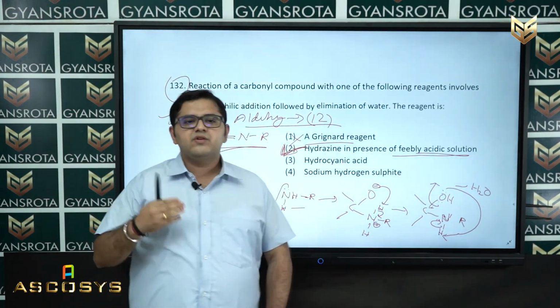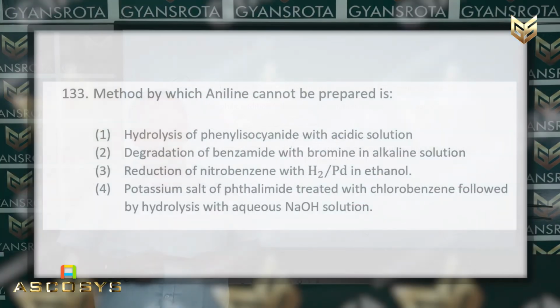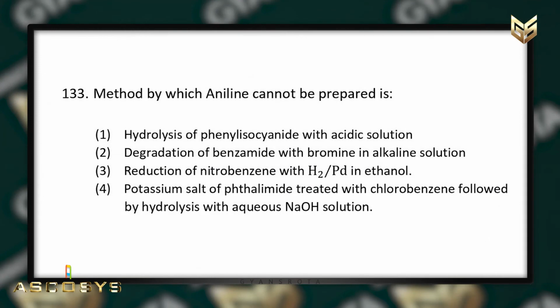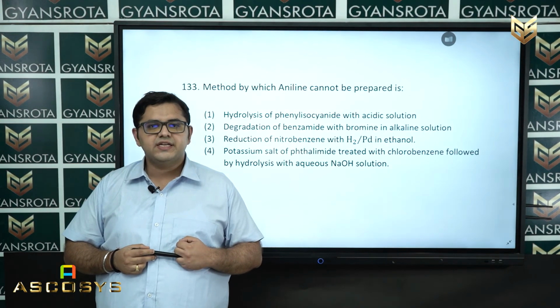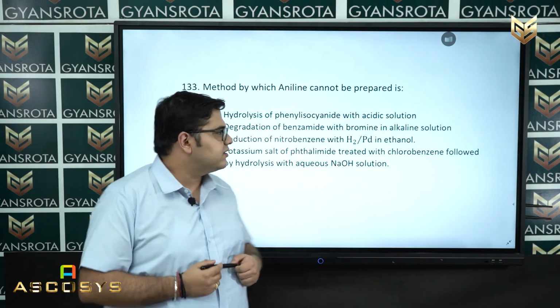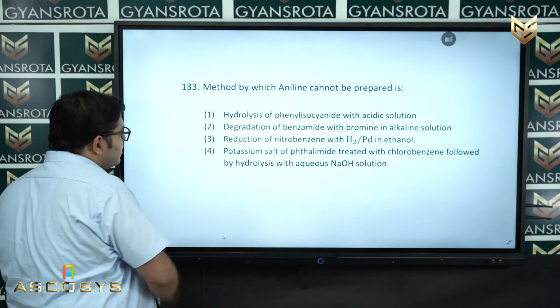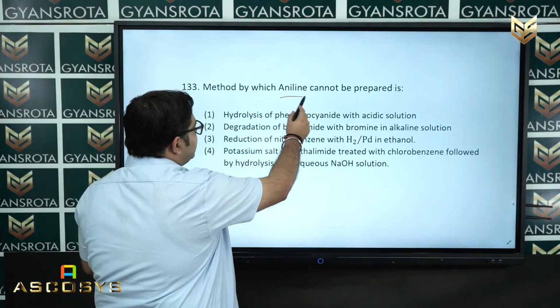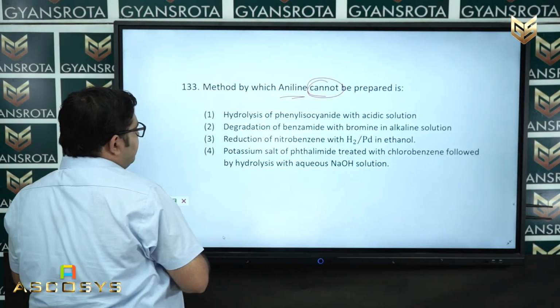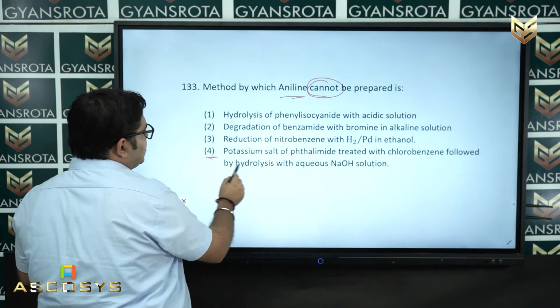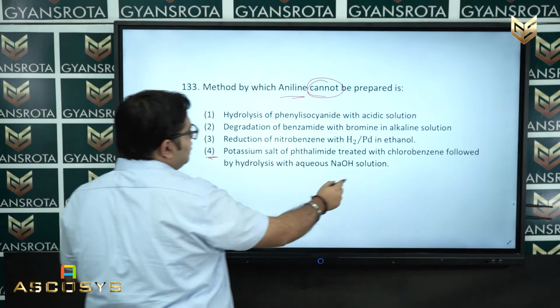So, now we are moving to the next question, that is question number 133. Question number 133 is on your screen. The method by which aniline cannot be prepared is. So, this question comes from your nitrogen containing compounds of your class 12 NCERT. Now we are moving to the solution part. If you see here, aniline cannot be prepared, they ask you cannot. Okay. Now, if you see the fourth option, that is potassium salt of phthalimide treated with chlorobenzene.